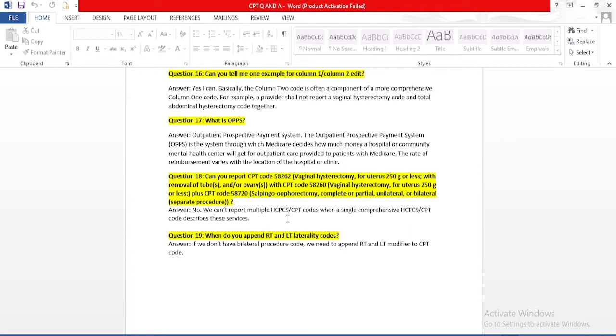So, vaginal hysterectomy is more comprehensive and total abdominal hysterectomy is less comprehensive.